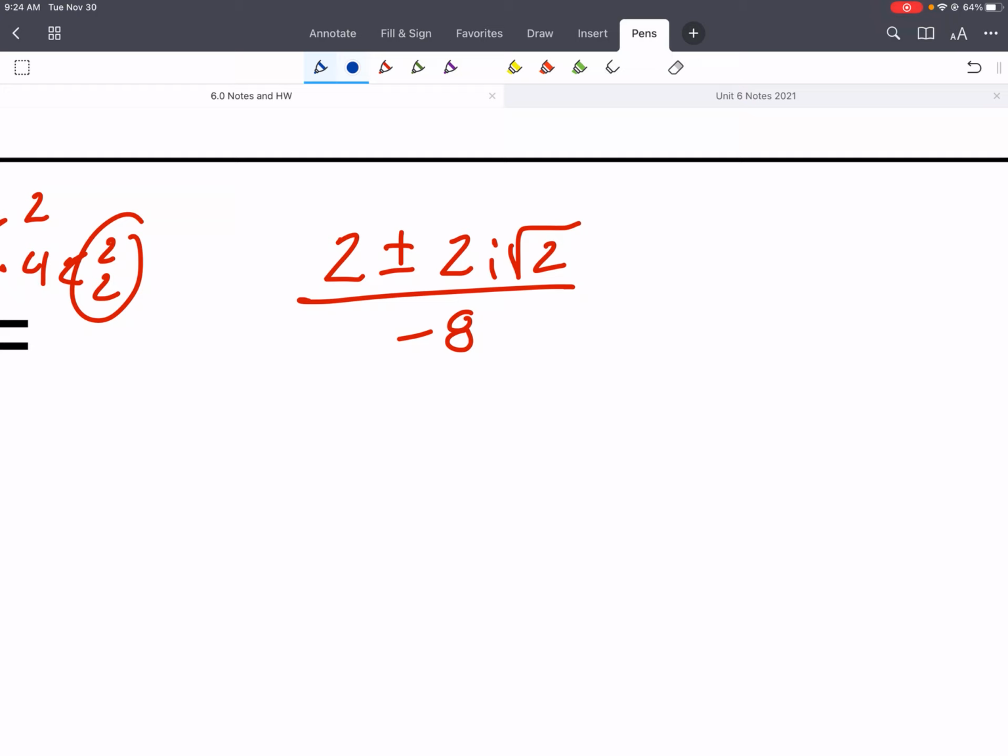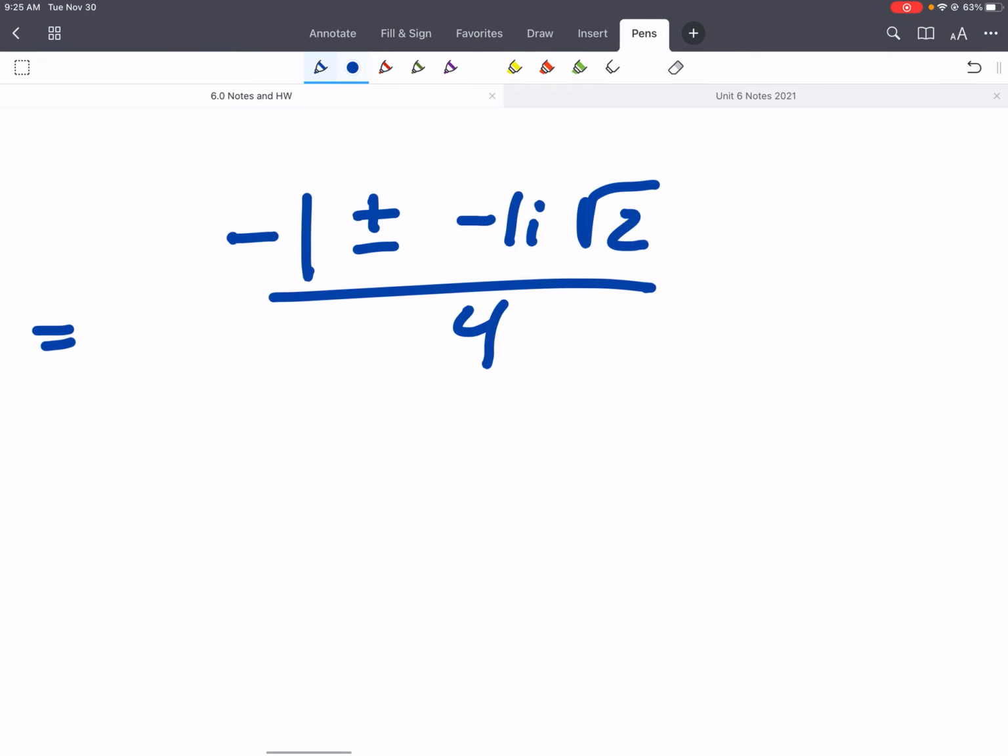And then one other thing we need to talk about is that typically we don't want negatives in the denominator. There's nothing really wrong with it. It's just typically we keep our negatives on the top. So to do that, we will need to divide everything by negative 2. Not just 2, but negative 2. So that would end up giving us negative 1 plus or minus negative 1i square roots of 2 over 4.